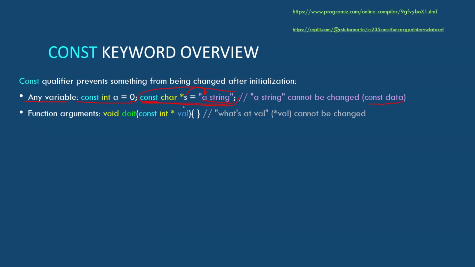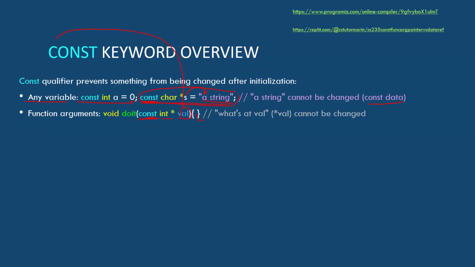Now we can have arguments that, once they arrive inside of our function, may not be changed. So if I pour a value in there, right, it's going to be treated as constant inside of this function.